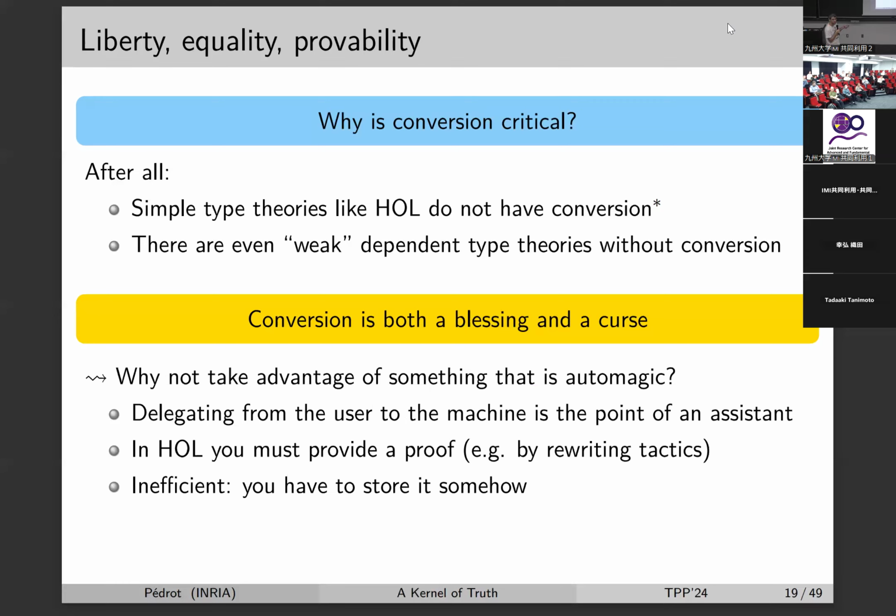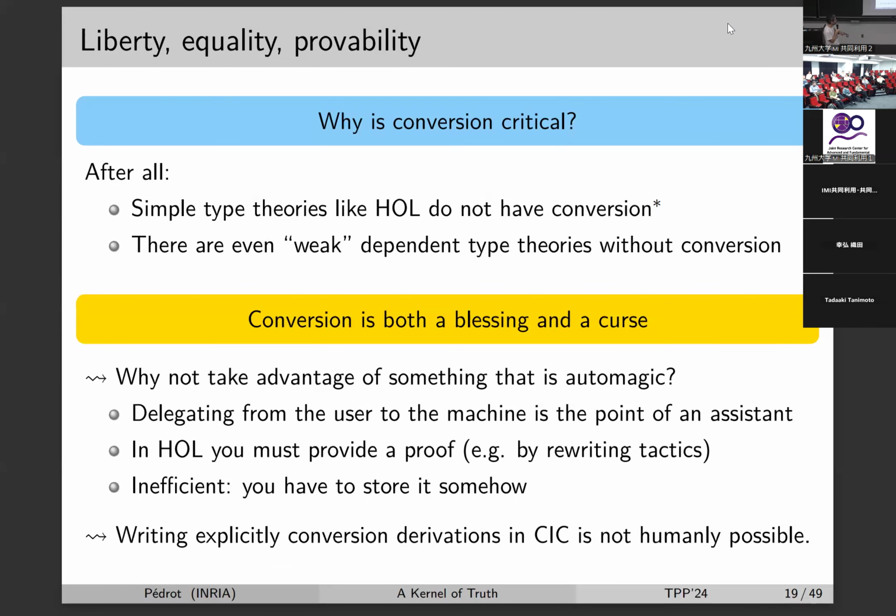Otherwise, what would you like? There's a machine there to help you. And in HOL, there is no way around. You have to write everything, but it's inefficient because you have to write the rewriting rules and explicit transitions. Here, it's magic. The kernel computes and says yes or no. So replace term by computation.